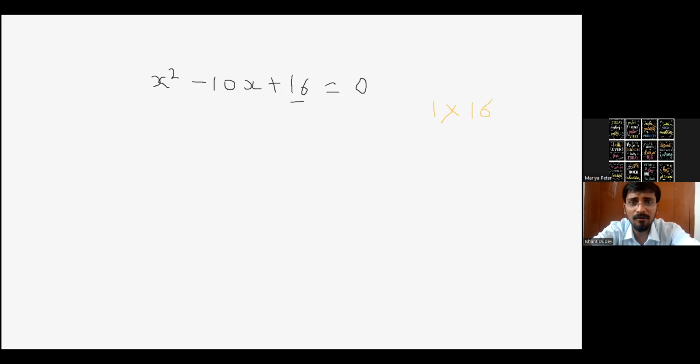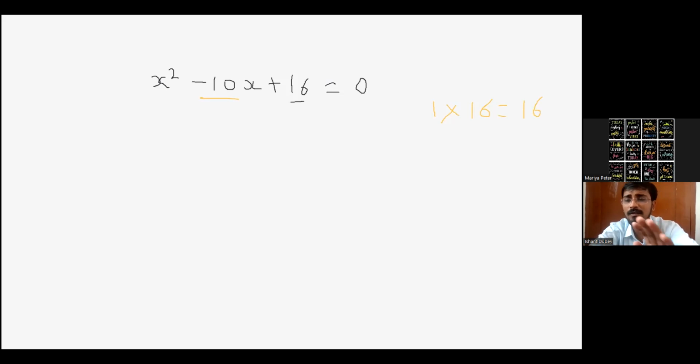But one thing you have to remember here: you have to look at the sign of 16. Before the 16, what sign have they given? Plus 16, right? So that's why I'm taking 1 into 16, and I will get 1 into 16 equals 16. Now here you can see we have the coefficient of x. What is the coefficient here? Minus 10. So now I got 16.